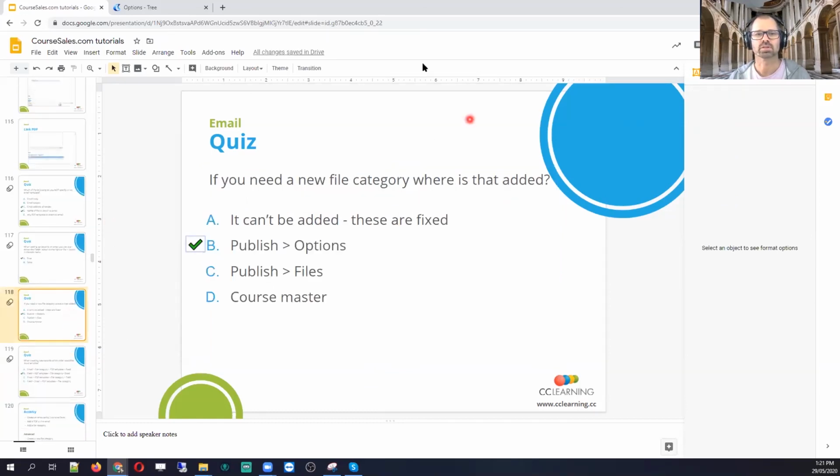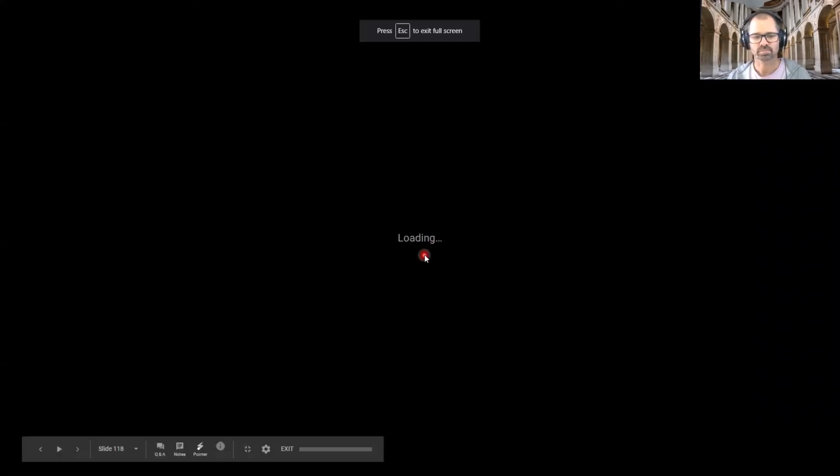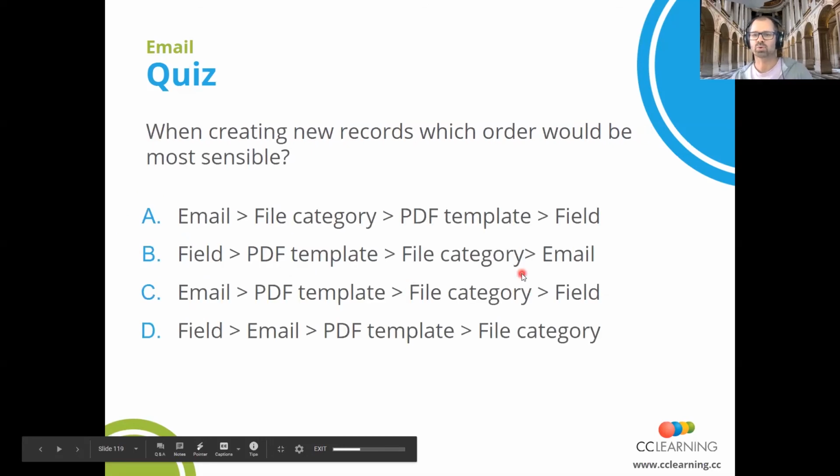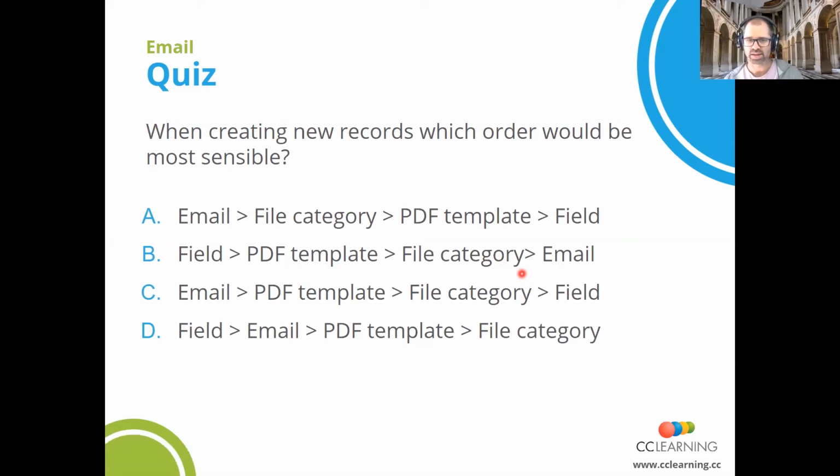Okay, so let's go back to the present. Okay, so when creating new records, which order would be most sensible? Now remember, when we want to add a field, we need to use the little picker. If we want to add a file category, of course, that has to exist. And then if we want to add a PDF, that has to exist as well. So which of these options would be the logical way of adding new records? And this is worth keeping in mind.